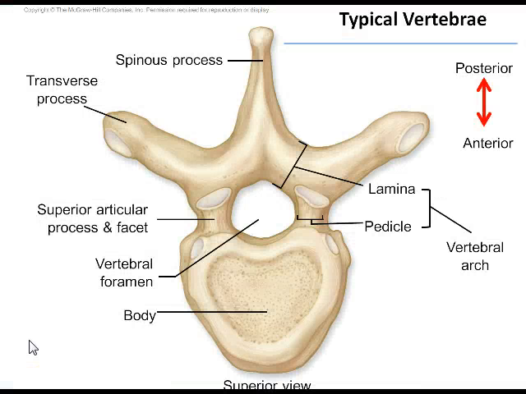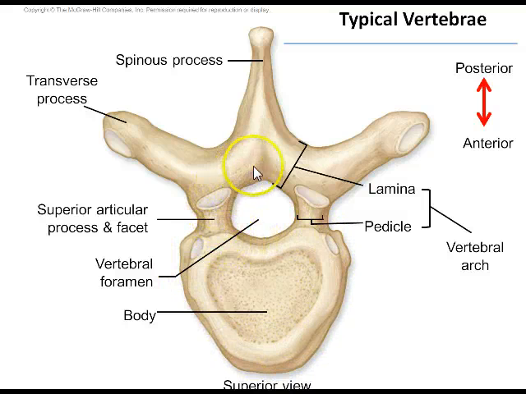Here we can see a superior view of a typical vertebra. Let's run through the main features that we can identify on each vertebra of the vertebral column. Firstly, we see this large region here, which is more anterior in position, called the body. The body can be multiple shapes depending on the region it is found.